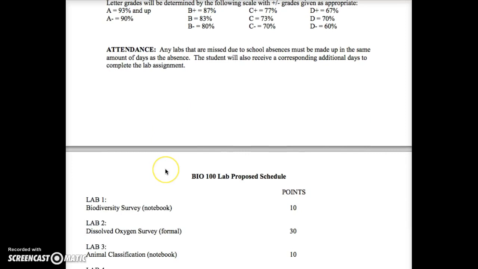If you miss a lab, you have to make up that lab within the same amount of days as the absence. So if you miss 1 day of school and we had lab on that day, you have 1 day to get caught up. If you missed 3 days of school and you missed lab within those 3 days, you have 3 days to get caught up. Also, on top of doing the lab within those 3 days, you would have additional time as well to complete the lab assignment. So basically everything gets bumped up, the lab and the assignment, in the same number of days as what you were missing.